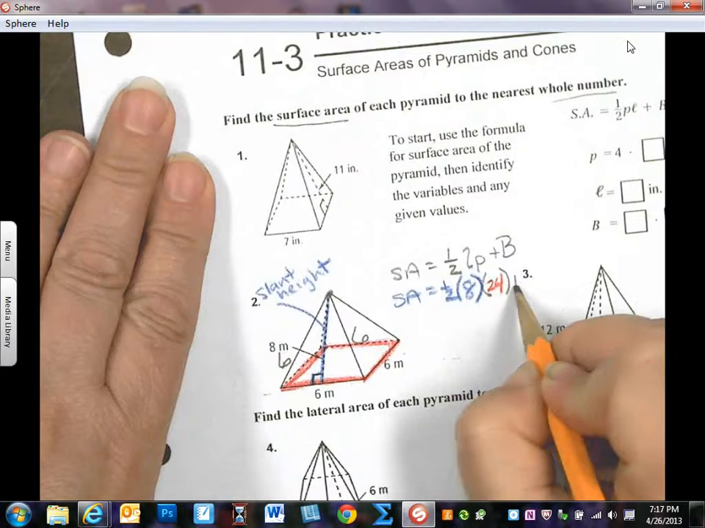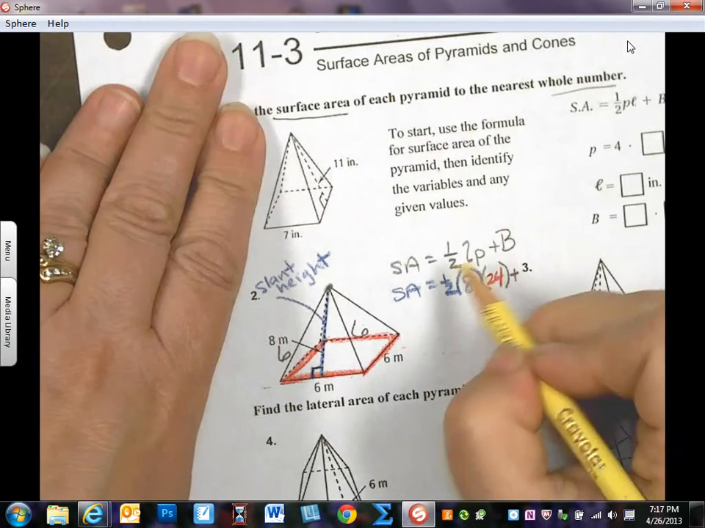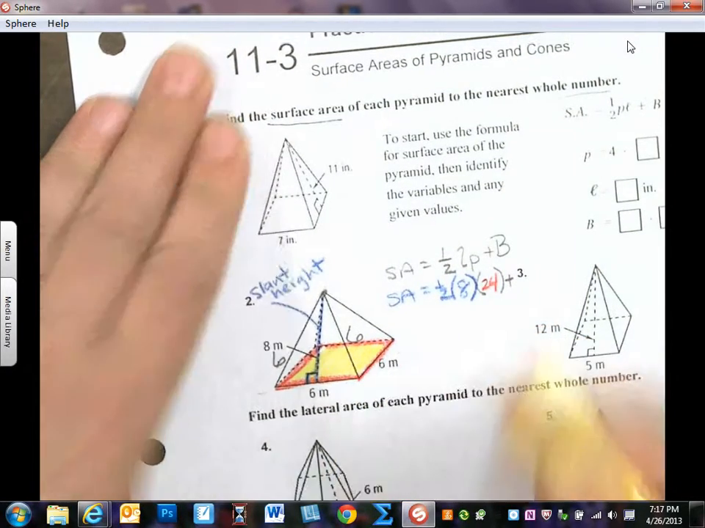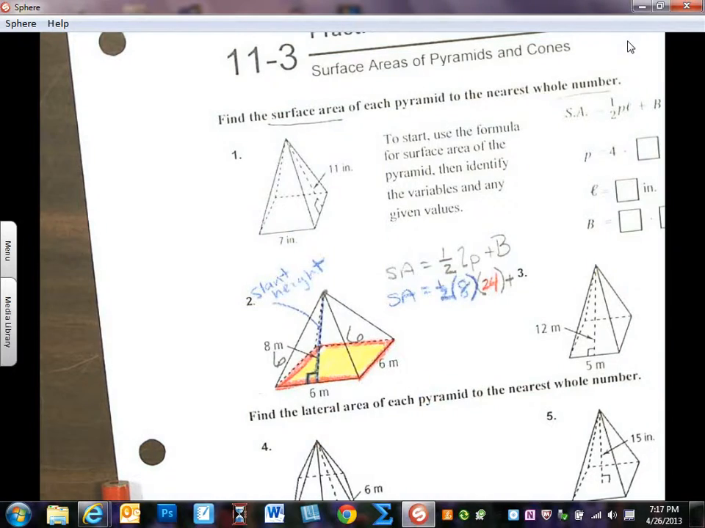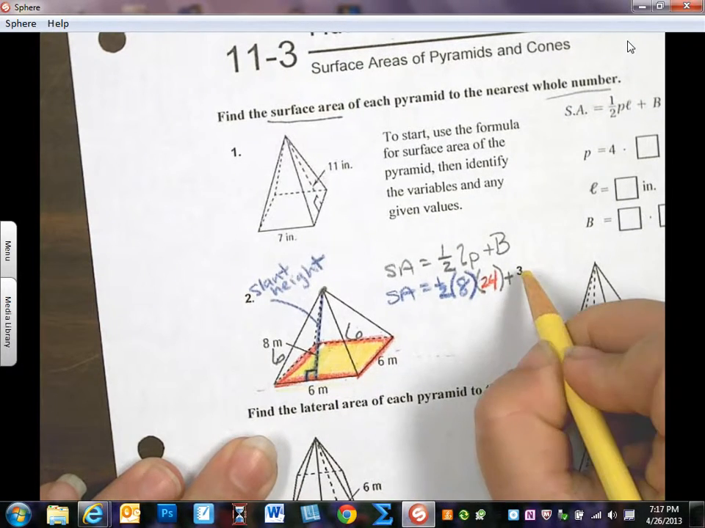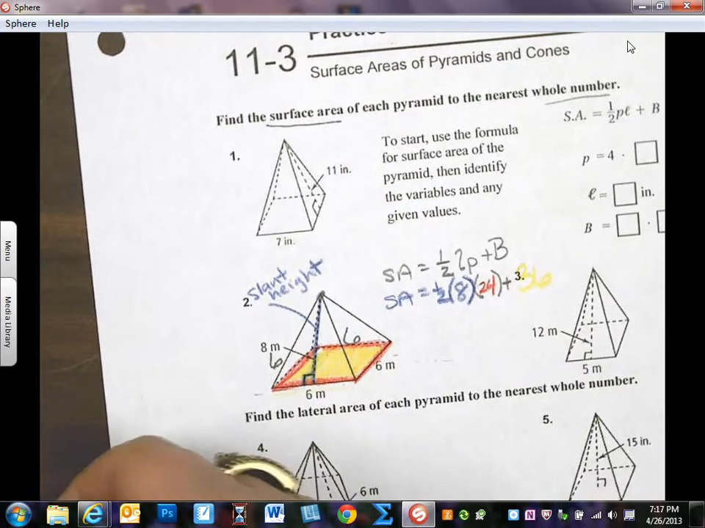And then remember that the capital B means the area of the base. So I want to find the area of this whole base. Okay? How do I find the area of a square? You're going to multiply the base times the height. So 6 times 6, so I'm adding 36. Now I know that's in yellow, so I'm going to make it darker with a pencil.